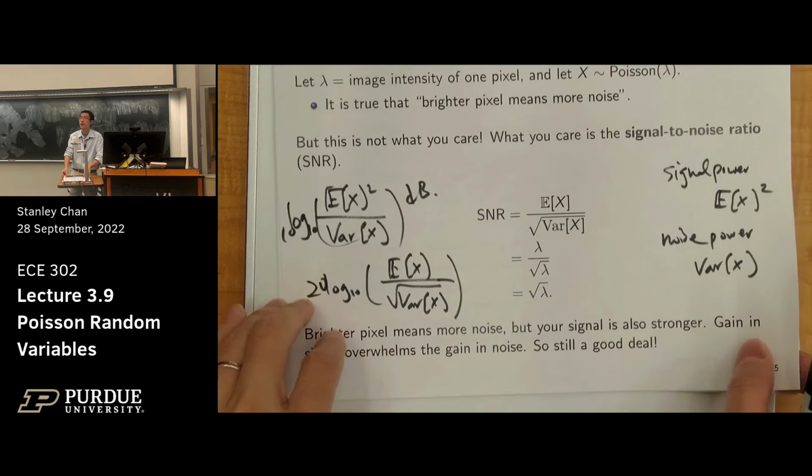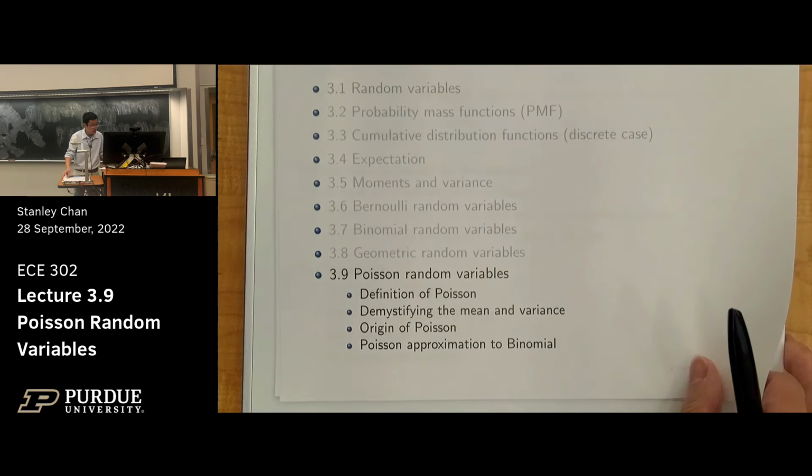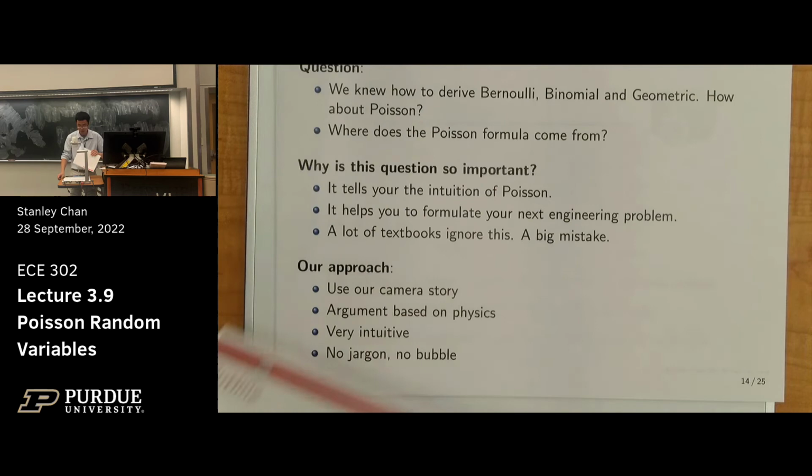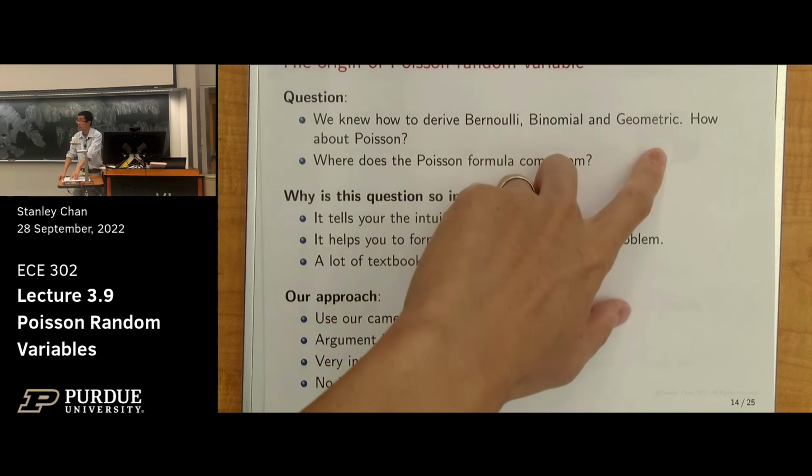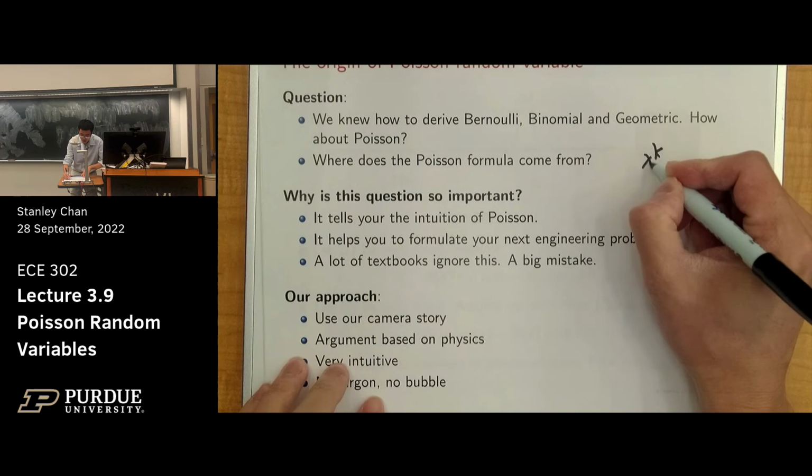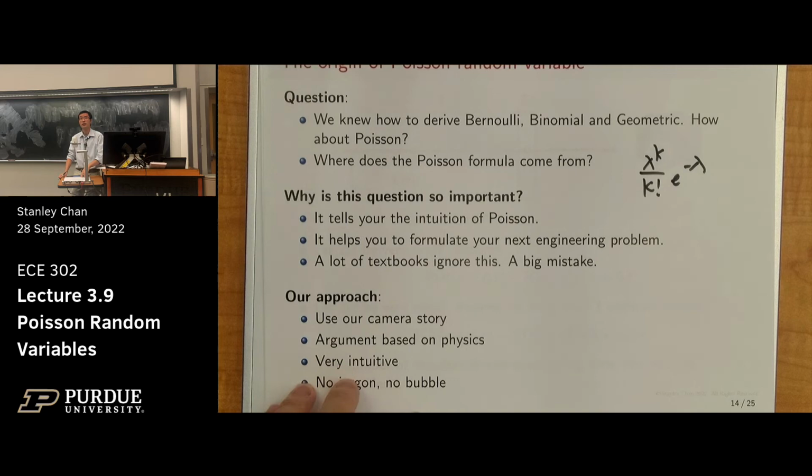Other questions? Good? Okay. So let's spend a couple of minutes to talk about the origin of the Poisson random variable. Now, this is an important question to me, at least personally, because I can really understand Bernoulli, binomial, geometric without any problem. But this interesting thing, lambda to the power k divided by k factorial, e to the minus lambda, I don't really know where it comes from. Do you know? I don't know. Okay, so we need to go back and see where this beautiful formula comes from.